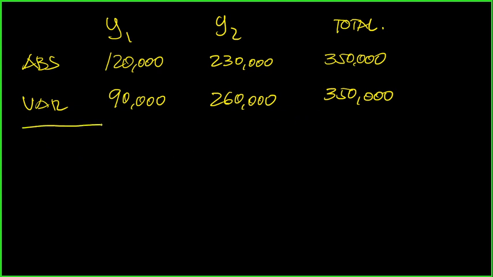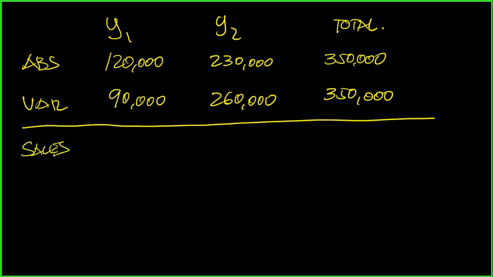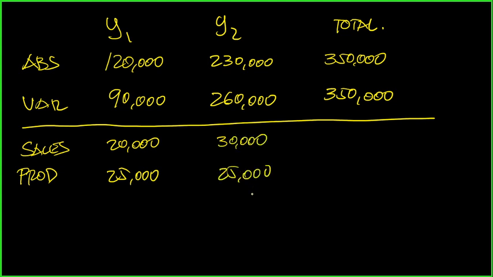Another way to analyze this is by looking at your sales and your production. Your sales for year 1 is 20,000 coming from a production of 25,000. While for year 2, you were able to sell 30,000 even if your production is only 25,000. How did that happen? Because you have 5,000 coming from year 1. Now, if you try to put that together, you will get 50,000 as your sales, and this one is also 50,000.